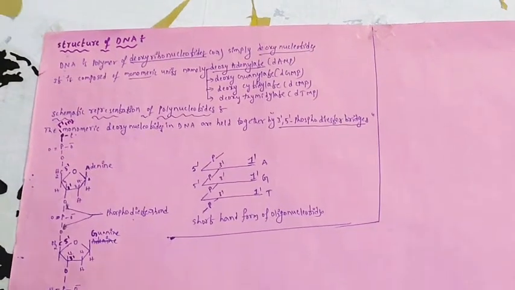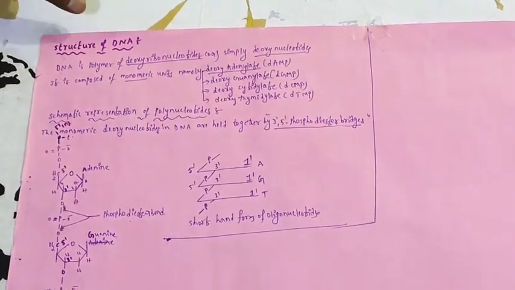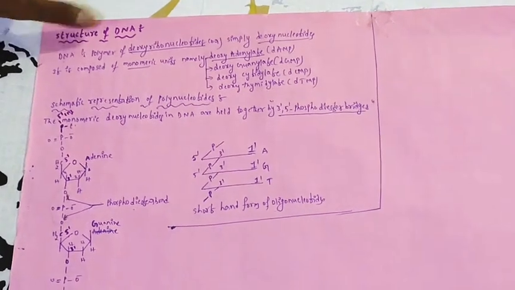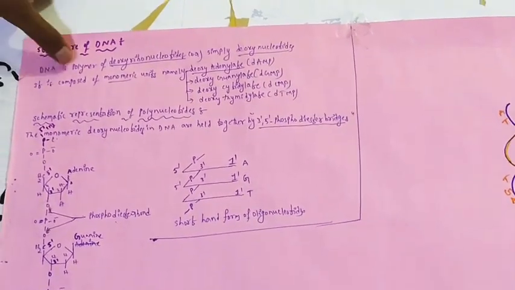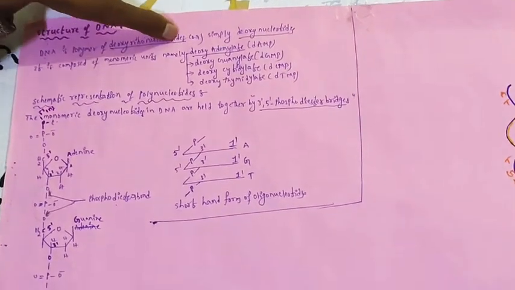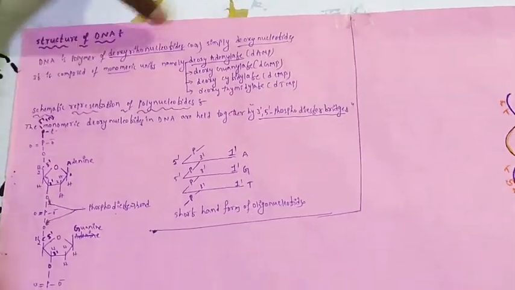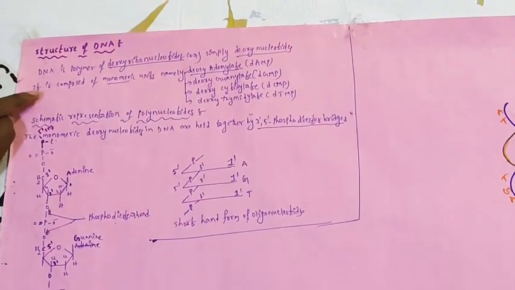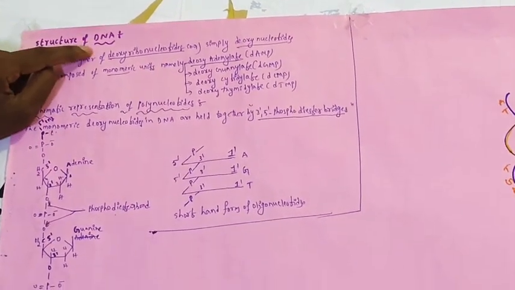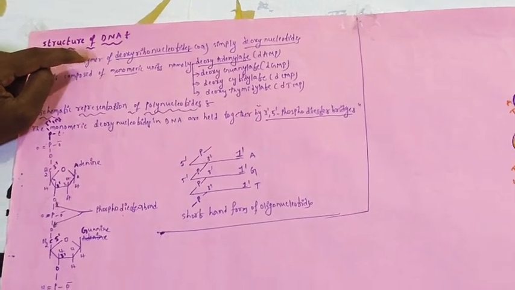The next topic in nucleic acid metabolism is the structure of DNA. Here, DNA is nothing but deoxyribonucleic acid, right? DNA is the polymer of deoxyribonucleotides, or simply deoxynucleotides. We know that deoxyribonucleotides are simply deoxynucleotides. Okay. What are the nitrogenous bases present in DNA?